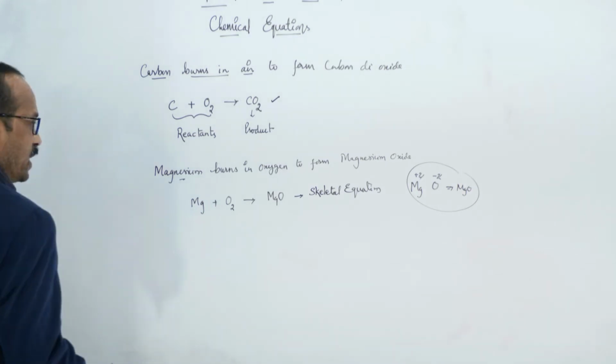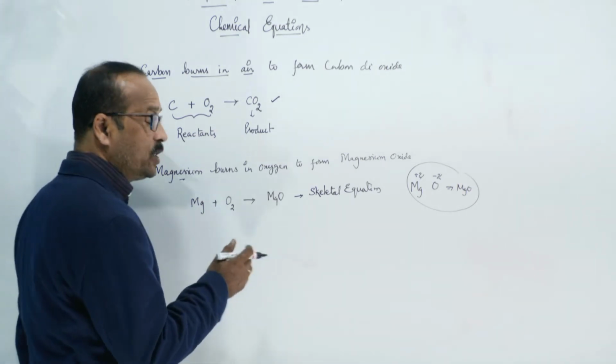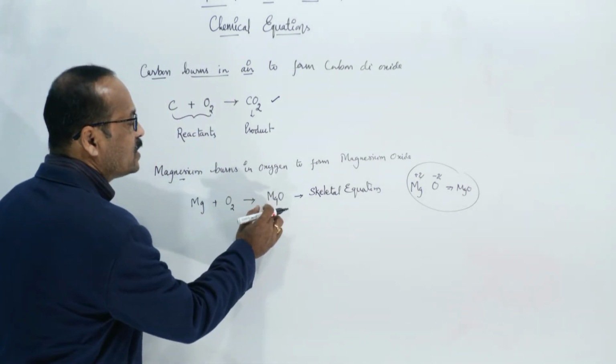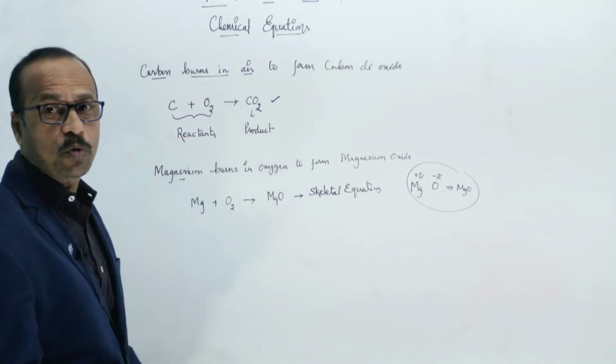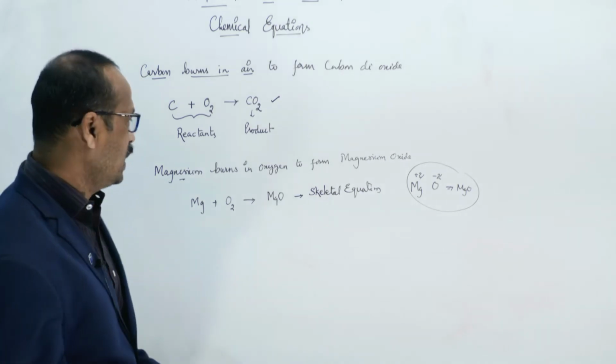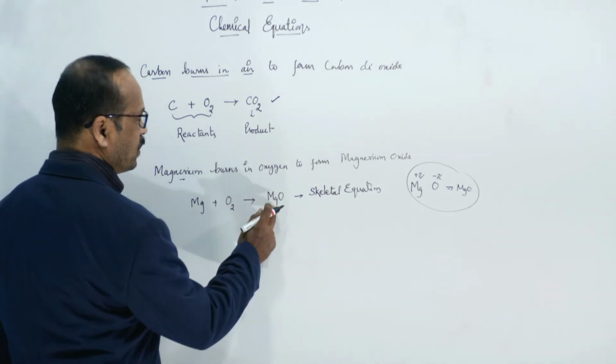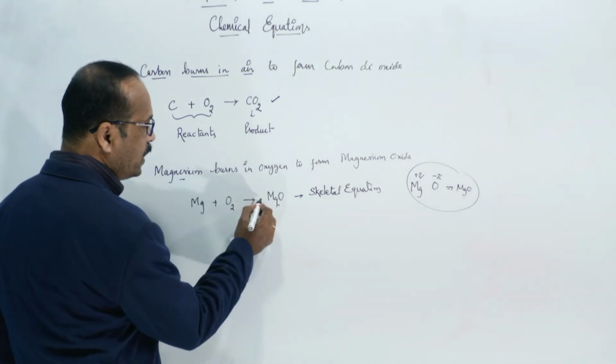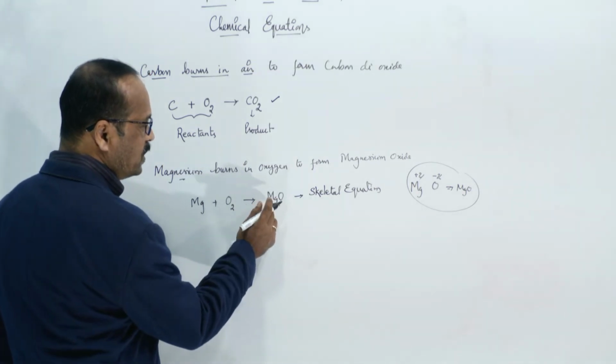To balance it, we need to write a number in front of the compound as a coefficient. In mathematics, you study coefficients. So here one magnesium, but here two oxygens. Here only one oxygen is there. So what you do is write 2 in front of this magnesium oxide.